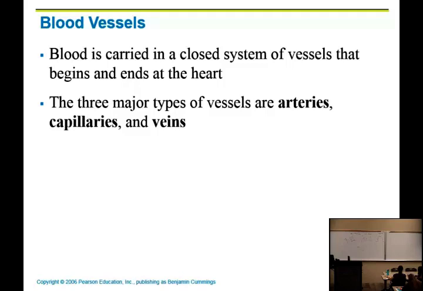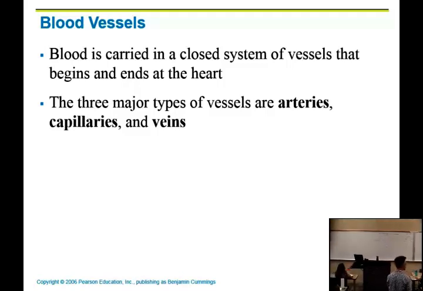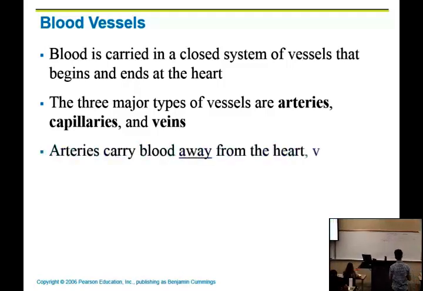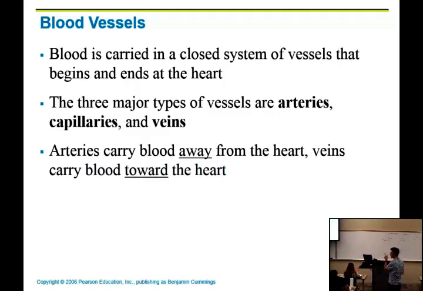Each one is different in terms of anatomy and physiology. They're going to be tied together. So we're going to see that their structures are going to be different from each other, and that's going to give them different functions. So we already know, right? Arteries take blood away from the heart. The A's match up. Veins take blood back to the heart.